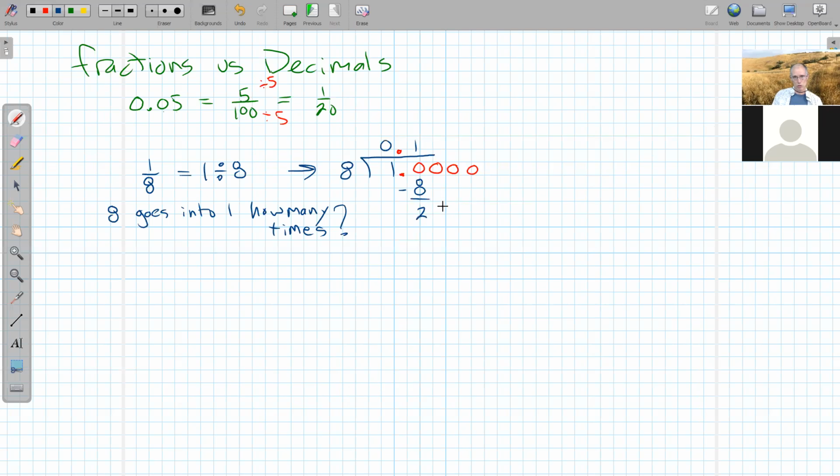So remainder 2, bring down the 0. 8 goes into 20 twice. 2 times 8 is 16, subtract, bring down the next 0. 8 goes into 40, it goes in 5 times. 5 times 8 is 40, subtract and get a 0. Right, so that's one stopping point. Zero remainder.